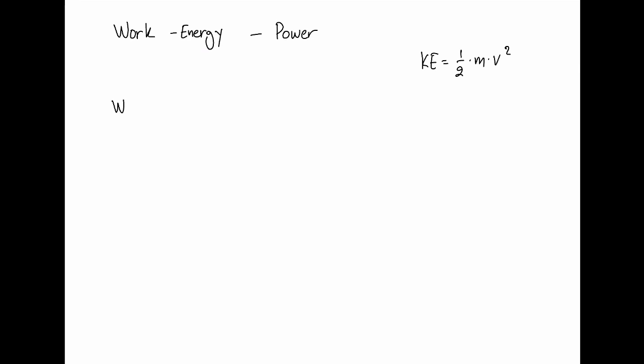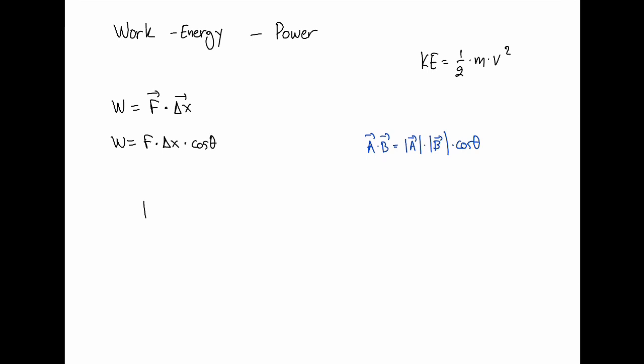The main definition of work is the dot product of the force acting on an object and the distance that the object travels. We need to remember that the dot product of two vectors is the magnitude of vector A times the magnitude of vector B times the cosine of the angle between them. So to calculate the work, we multiply the value of the force by the value of the distance by the cosine of the angle between the force and the distance.